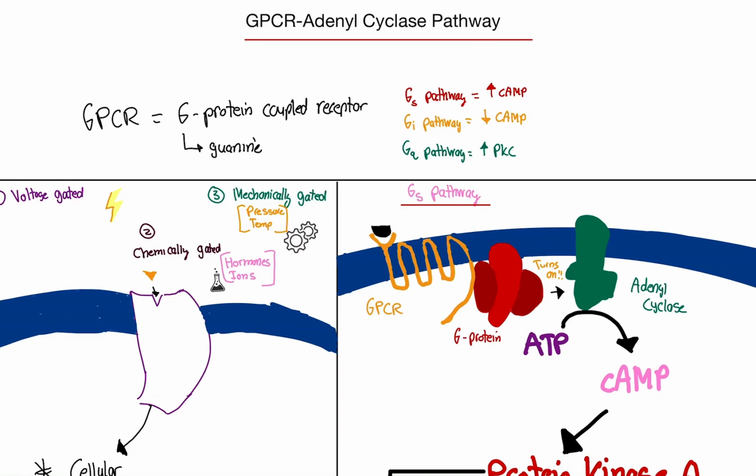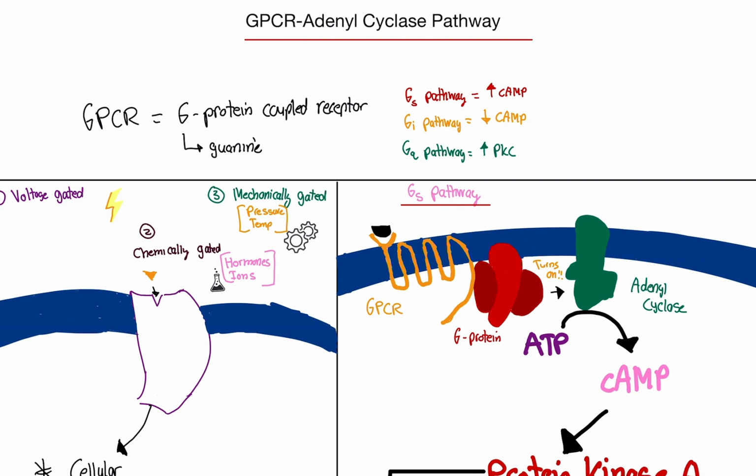All right, welcome back. Today we're doing the GPCR adenyl cyclase pathway. Two videos ago, I mentioned that we have something called G protein coupled receptors. These are essentially proteins located on the membrane, basically the lipid membrane bilayer, and they're involved in cellular response. There are three pathways we need to be concerned with.